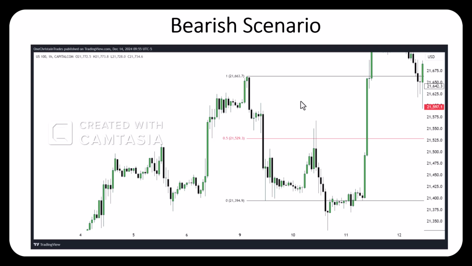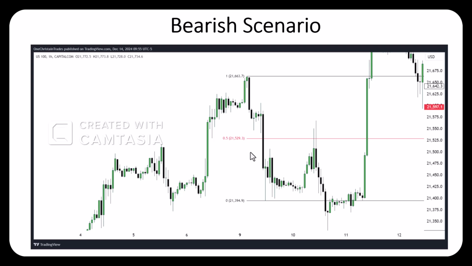I will talk about another block in the next aspect of our teachings. But for now, we'll just still focus on identifying fair value gaps and identifying BCs and CBs in the market.